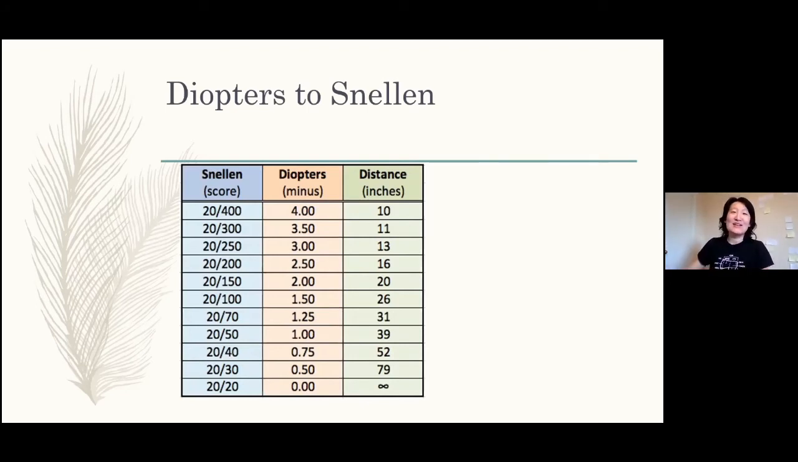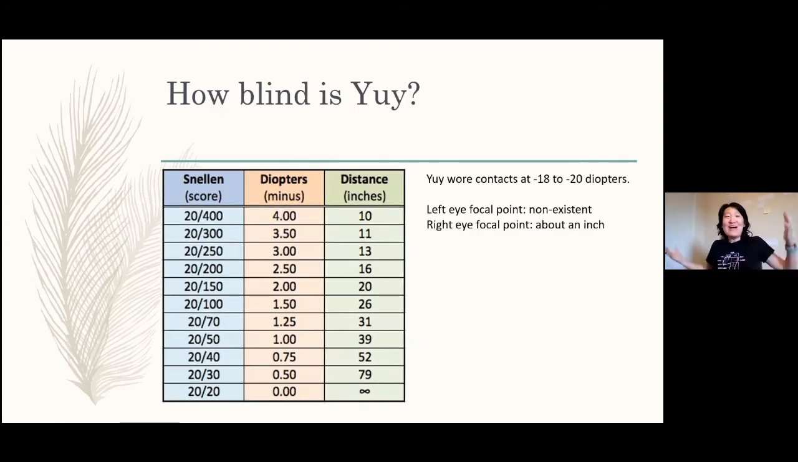So that's diopter Snellen. You're considered a high myope, meaning you're very nearsighted, if you have anything greater than -5. So how blind is Yuy? Yuy wore contacts of -18 to -20 diopters. What does that mean? My left eye focal point is non-existent, which means it doesn't matter how close I bring something to my face, I will never see it clearly. My right eye focal point was about 1 inch, which means if I had a piece of paper and I closed my other eye, I could bring it up to here and see what it says.